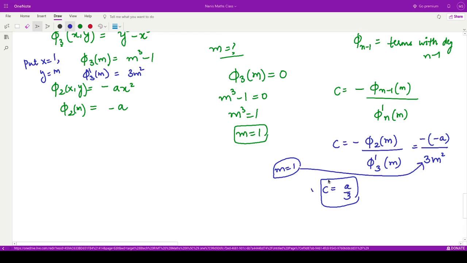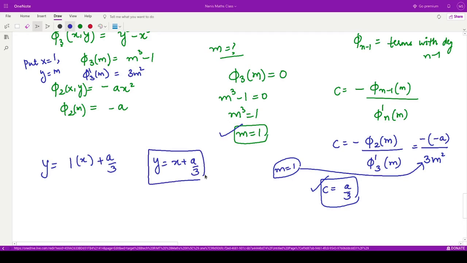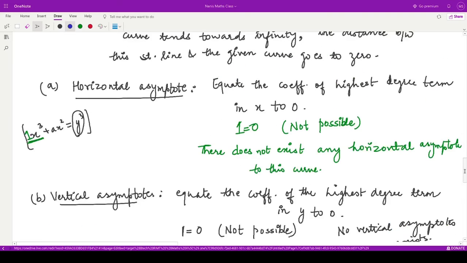So we have c as a by 3, m is 1, so our oblique asymptote is 1 into x plus a by 3. So our equation is y is equal to x plus a by 3. So this is the oblique asymptote that we have for the given curve. Right, so this is all about asymptotes.